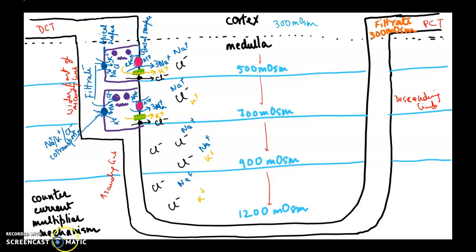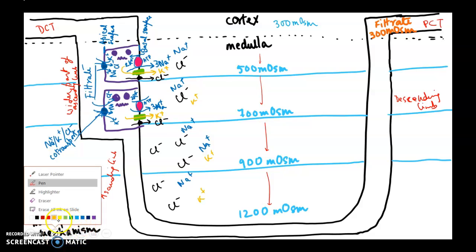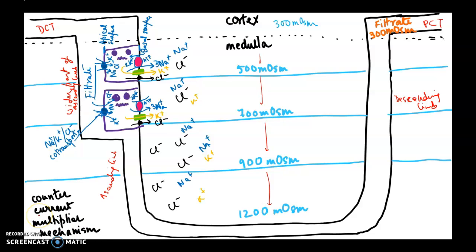So, do we have orange? I really want orange, but no orange. So let me pick, what color should I pick? I'll pick this brown color. Okay, so let's start here.